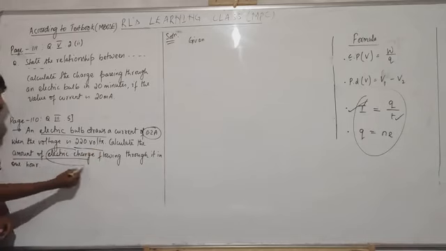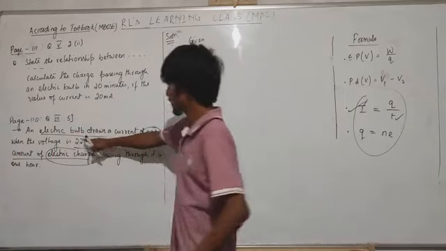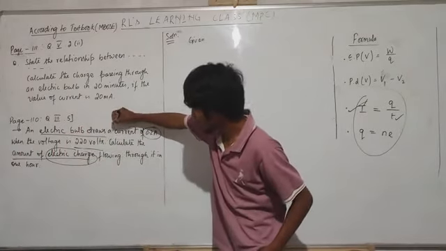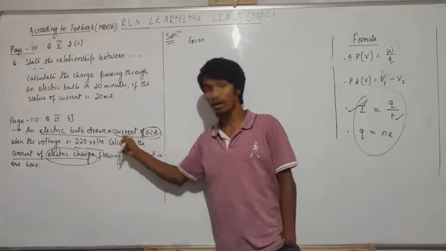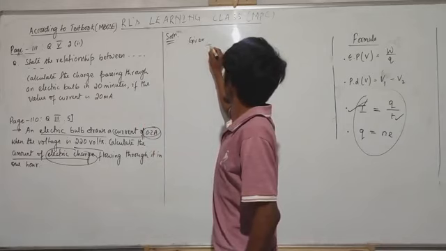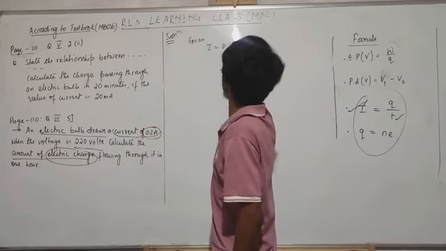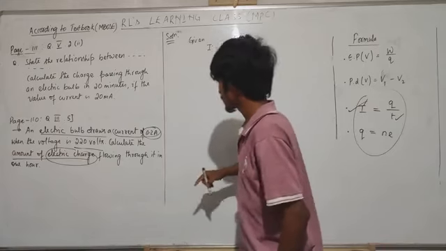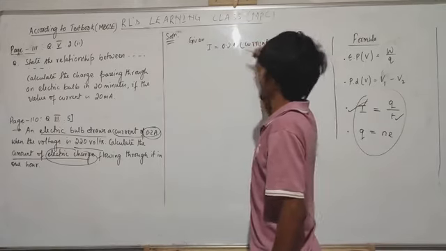We need to find the electric charge, that is Q. Okay, now we look at this question. What is given? Electric current. The electric bulb draws a current, which flows through that bulb. The current symbol will be I, and that will be 0.2 ampere. This is the current that flows through the electric bulb.